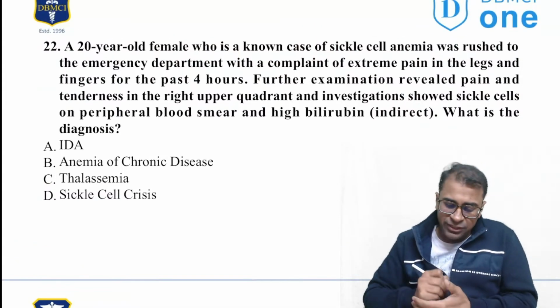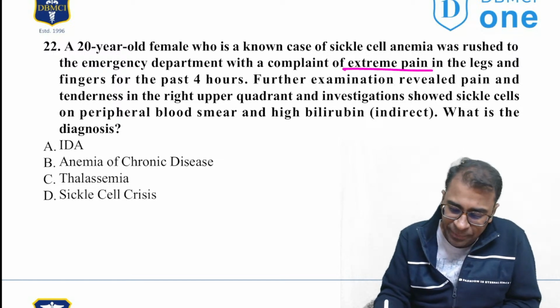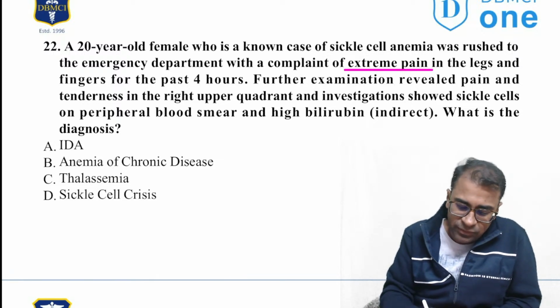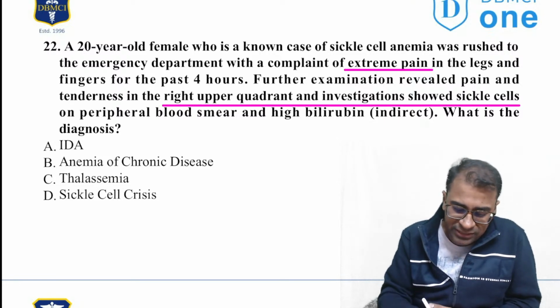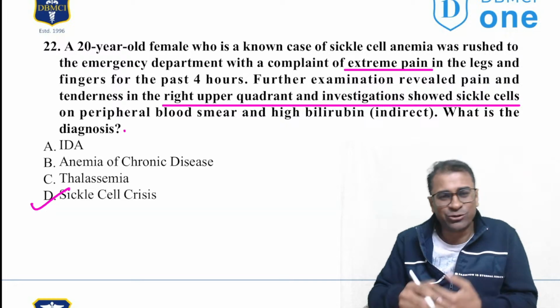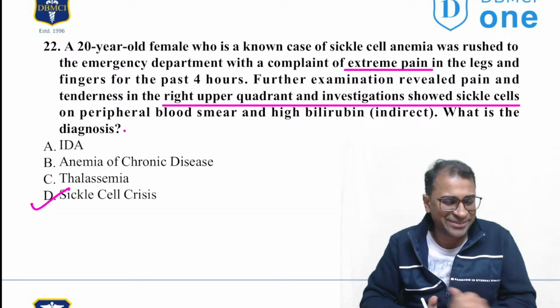This patient has sickle cell anemia and had extreme pain in the legs. There was a right upper quadrant investigation that shows sickle cells. What is the diagnosis? Obviously, so much is written, sickle cell, and then asking you, the answer has to be sickle cell crisis, right?